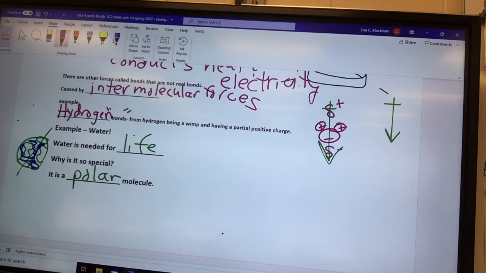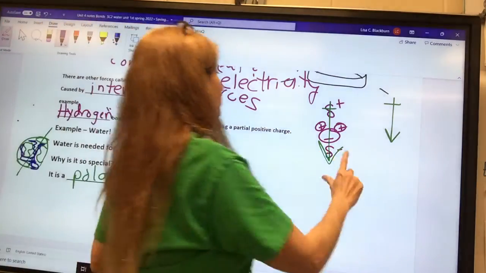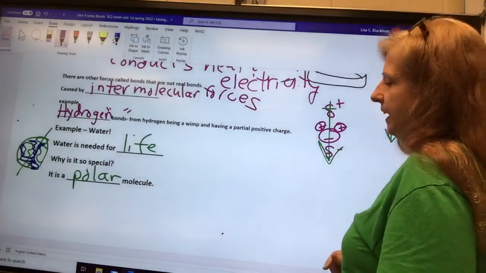Okay, so just like how the Earth has the ends, the North Pole and the South Pole, this water molecule has a positive end and a negative end.